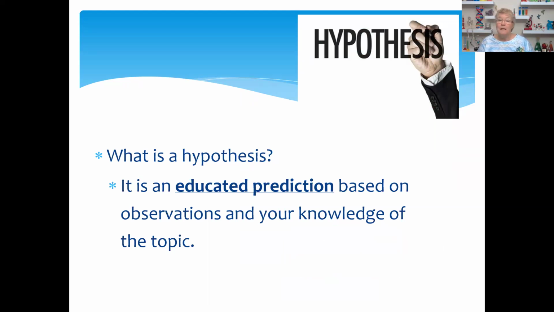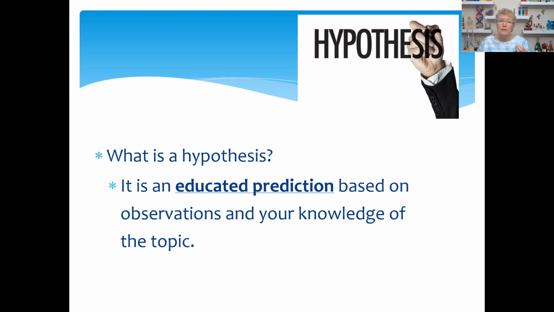An educated prediction means that it's based on something real. It's based on something that could really be. And it is based on what is observed and what you already know about the topic that you either got yourself or that you got from your research. So an educated prediction is about what's going to happen.